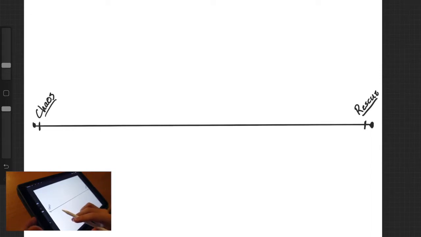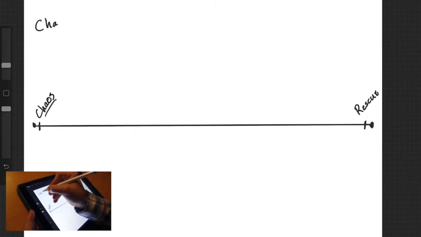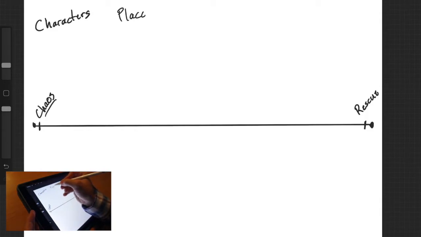And after you've figured out the beginning and the end, then you can kind of figure out where everything else fits in. So what I like to do is create these lists on top of the timeline with my characters and places, creatures, and objects.